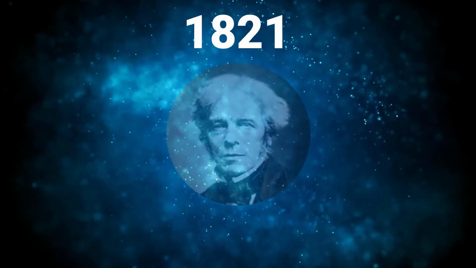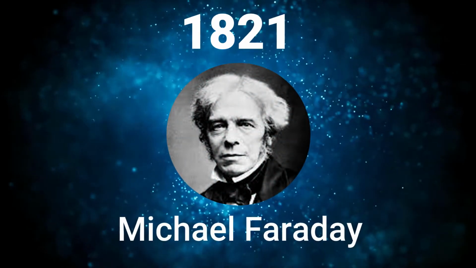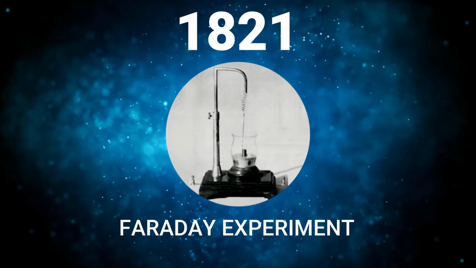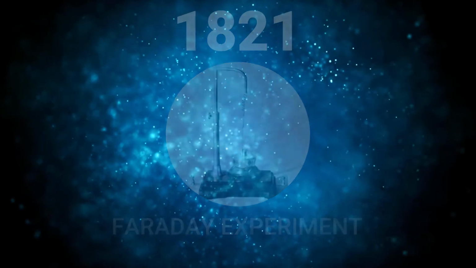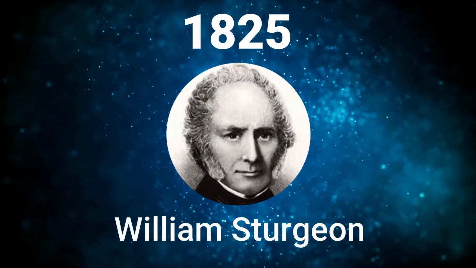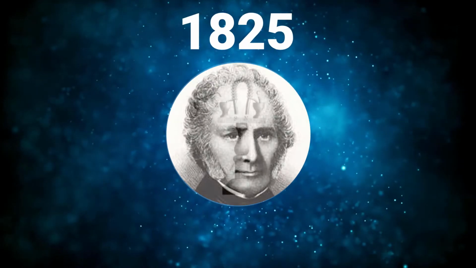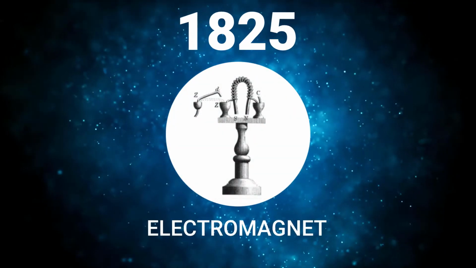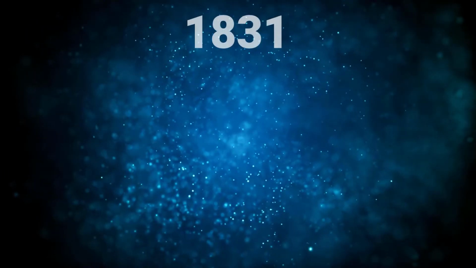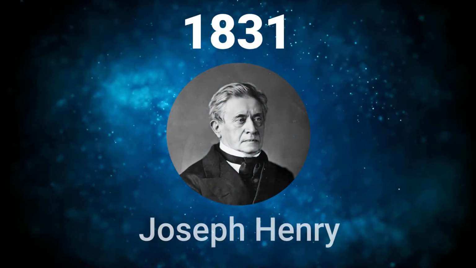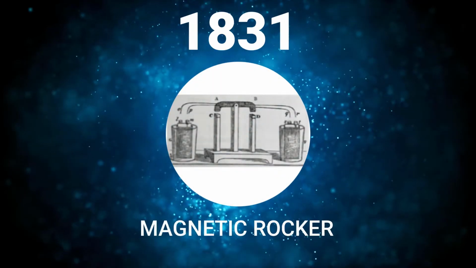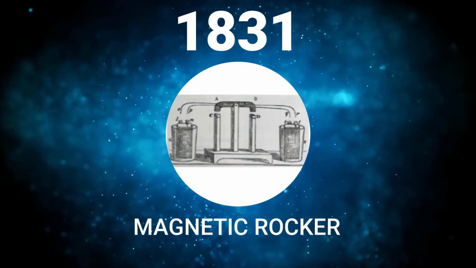In 1821, Michael Faraday, with his famous experiment, shows that continuous electromagnetic rotation results from suspending a magnetic wire in an electric field. In 1825, William Sturgeon invents the electromagnet, a coil of wires with an iron core to enhance the magnetic field. In 1831, Joseph Henry builds a small magnetic rocker. He describes it as a philosophical toy.